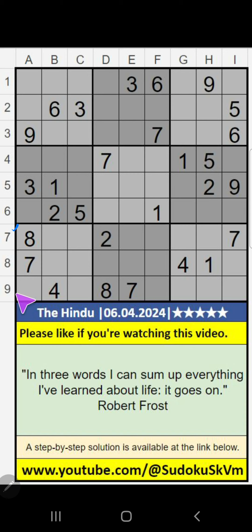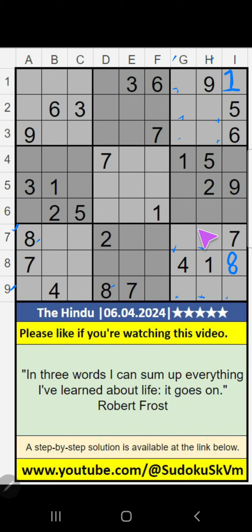In the 7th row and 9th row we have 8, so 8 can't come in these cells. Then 8 is confirmed here. In column G and column H, we have 1, so 1 can't come in these cells. Then 1 is confirmed here.